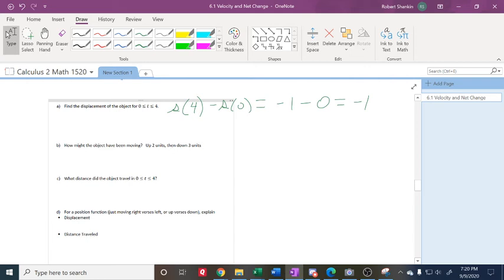So 2 parts now. C, what distance did the object travel? And then come up with your own definition for, with a position function, what does displacement mean and what does distance traveled mean? So everybody get their own answers for these. Spend a minute doing that, and then I'll give you the cue, and then you'll type these in your groups.